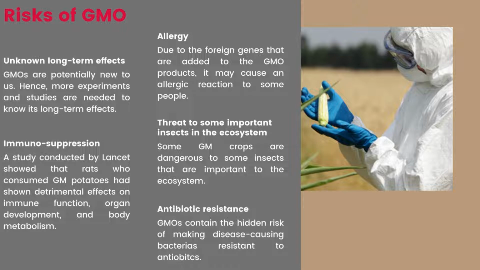Otherwise, we would be in the dark here on its long-term effects. The second risk of GMO is immunosuppression. There was a study conducted by Lancet, a well-respected British medical journal, wherein they fed rats with genetically modified potatoes that contain biopesticide. On the other hand, the genetically modified potatoes showed detrimental effects on the immune function, organ development, and body metabolism of the rats. The third risk of GMO is allergy.